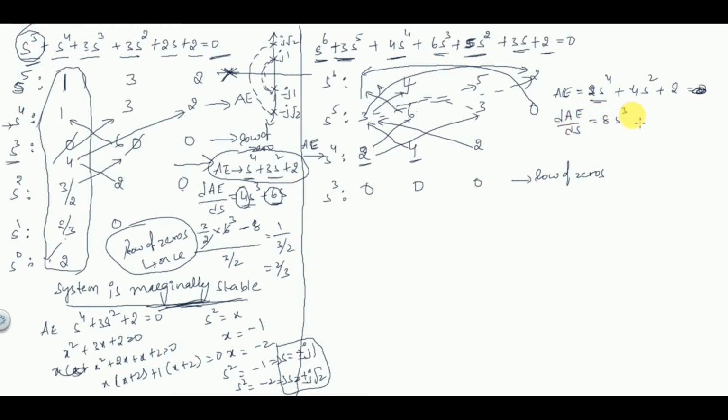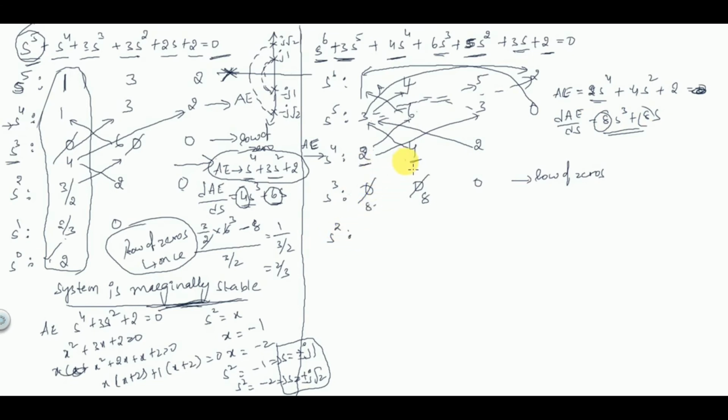8s cube plus 8s. So replace the row of zeros by these coefficients. The coefficient of s is 8 and the coefficient of s cube is also 8. Now continue the Routh array.